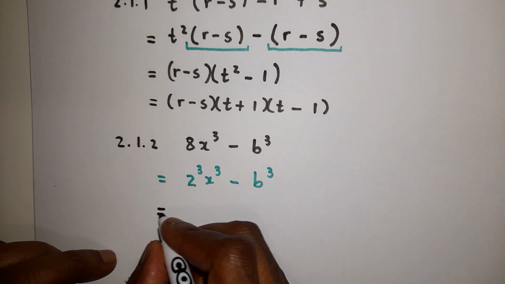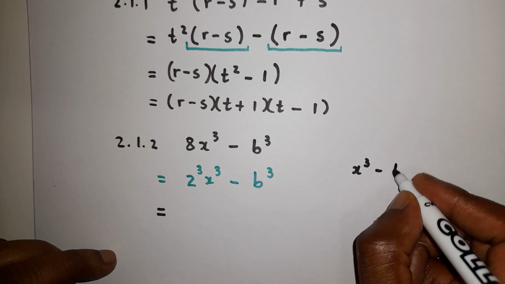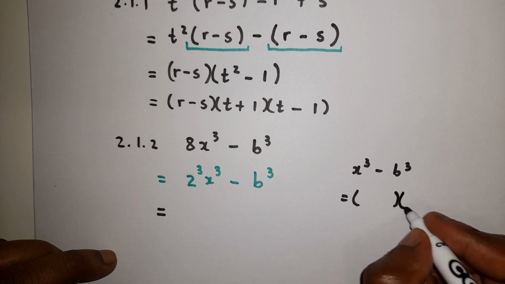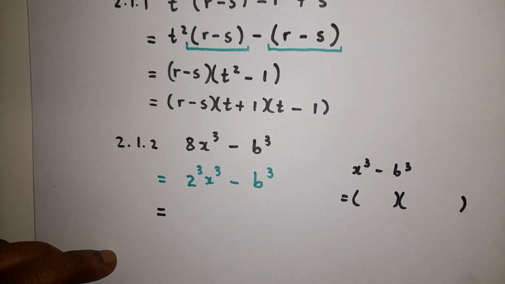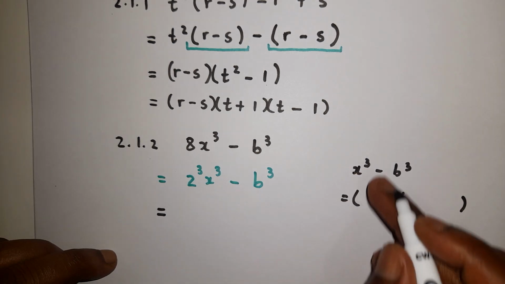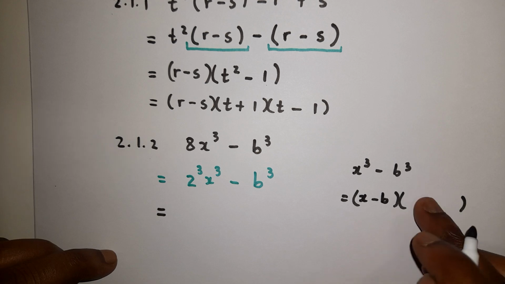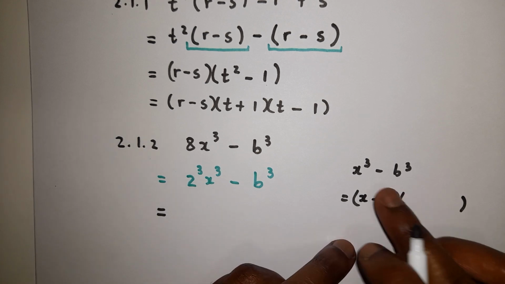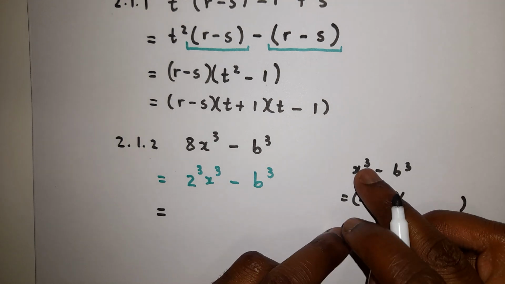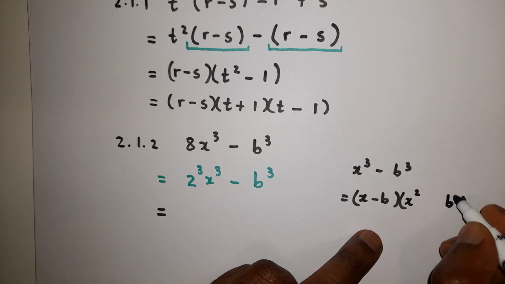Then how does one always factorize this? If you have x cubed minus b cubed, factorizing this would be a binomial with a trinomial. Then on your binomial, you'll have this exactly as it is without the cubes. So you'll have x minus b. Then the second bracket, you'll have these with squares. The first term and the last term in the second bracket will be these with squares. So it means I'll have x squared and b squared.